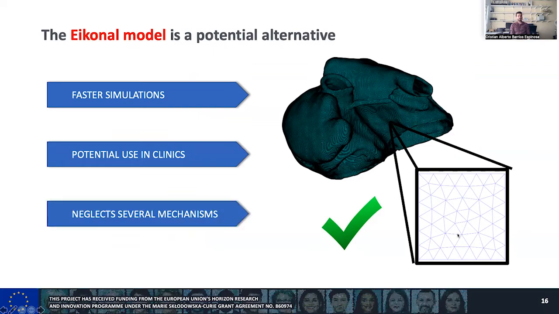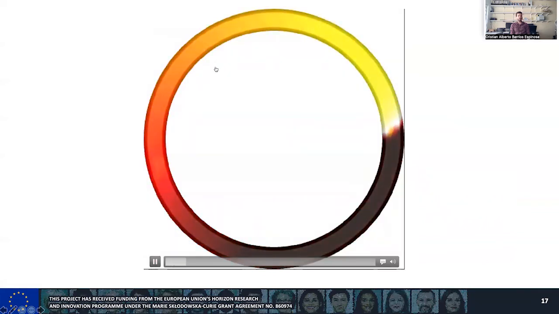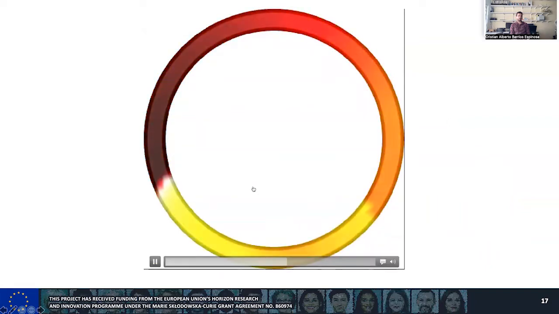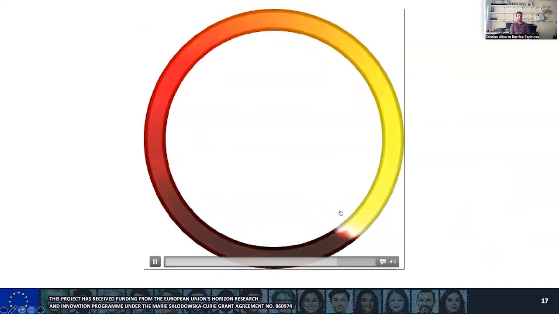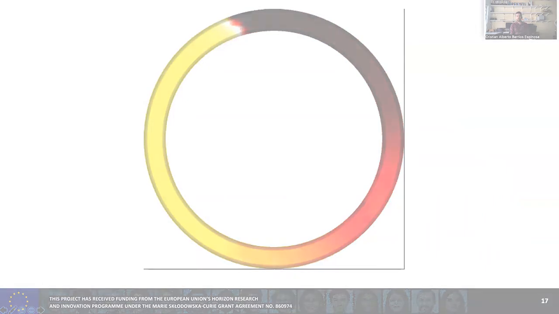Then the reason why it is still not used is because it neglects several mechanisms that I have been trying to overcome during my PhD. One of the most important things is that standard Eikonal models don't reactivate nodes. So every time that a node was activated in the simulation, that was it. This is how I have been working on reactivating these nodes, and that's one of the important limitations that I have overcome here. And now it's time to use more complicated simulations like biatrial or whole heart simulations.